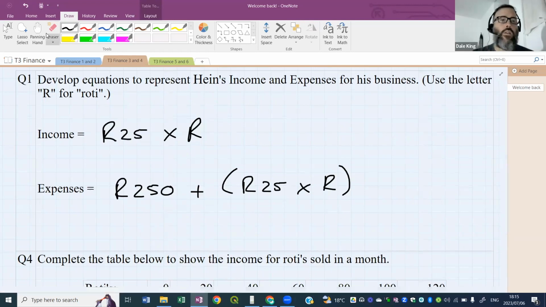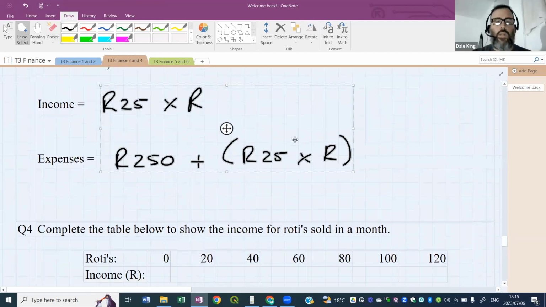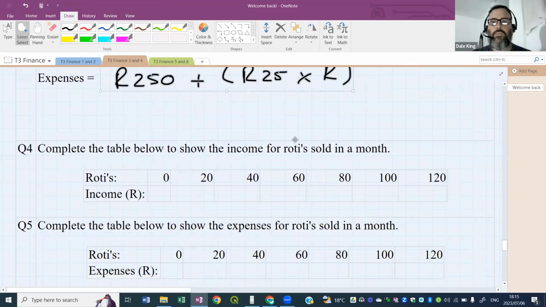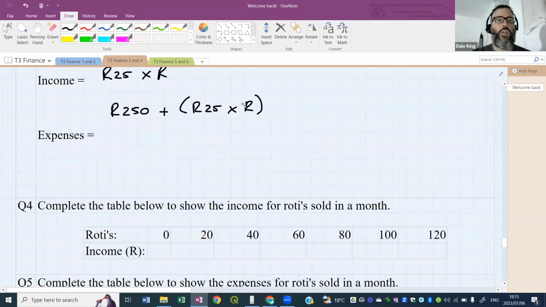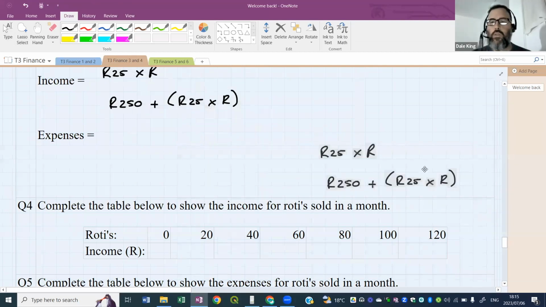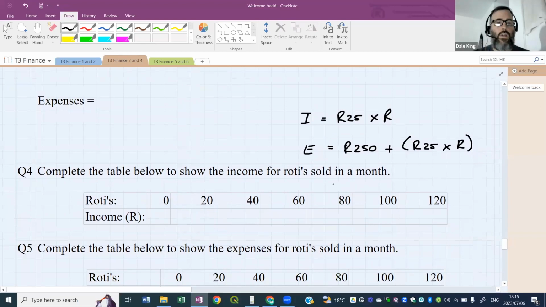Complete the table below. Now, I'm going to bring my equations down. You guys probably know them off by heart now. I'm going to bring that down. We need to complete the table for income. So I'm going to shrink these two equations and I'm going to put them over here on the right. And they will stay there and they will hover there so you can see them. And I'm going to say I for income for the top one and E for expenses for the second one. There they are.